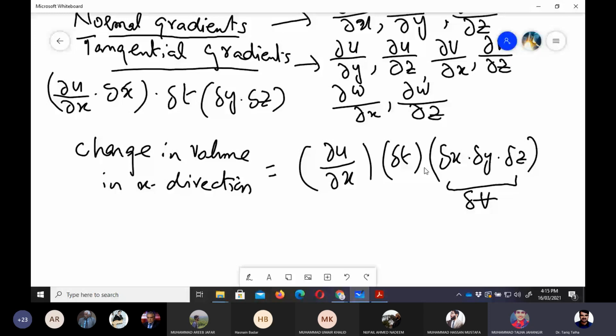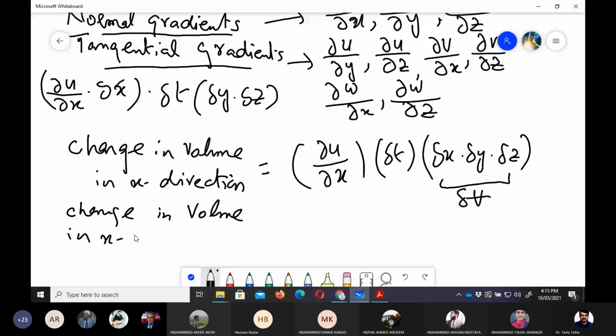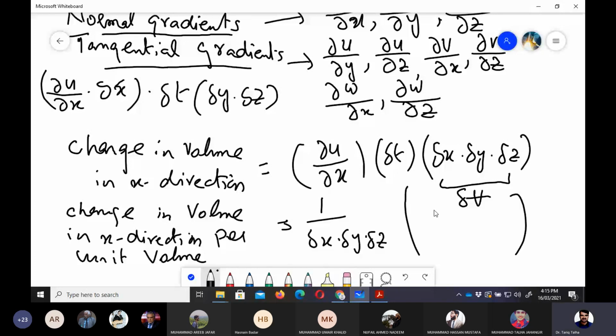अब अगर हमने चेंज इन वॉल्यूम इन x डायरेक्शन पर यूनिट वॉल्यूम निकालना हो. पर यूनिट वॉल्यूम क्या है कि इस पूरी चीज को आप 1 अपॉन डेल्टा x डेल्टा y और डेल्टा z से डिवाइड करेंगे. तो अगर आप देखें तो यहाँ पे ये वाली चीज है और ये वाली चीज है, ये कैंसिल आउट हो जाएगा. ठीक है जी. एनी प्रॉब्लम इन दिस? यस सर. ठीक है.